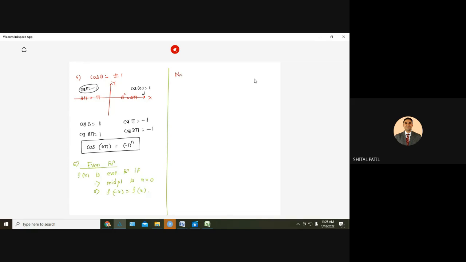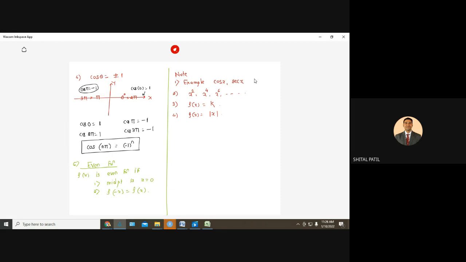So note examples. Tell me examples. f of x is equal to cos x, sec x. Then x square, x raised to 4, x raised to 6, even power terms. Then modulus. f of x equal to some constant number. Fourth, f of x equal to mod x. We know all these things very well.